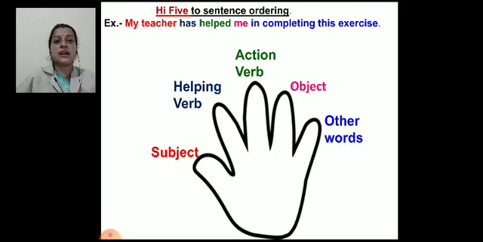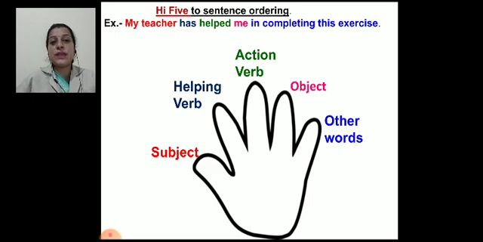I have given here a color code. My teacher has helped me in completing this exercise. Here you can see that my teacher is the subject, has is the helping verb, helped is the action verb, or we can call it the main verb. Me is the object. In completing this exercise, these words are the other words of the sentence.